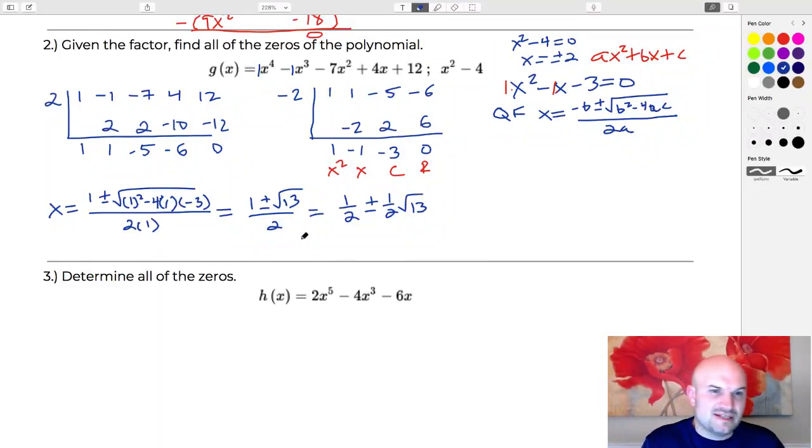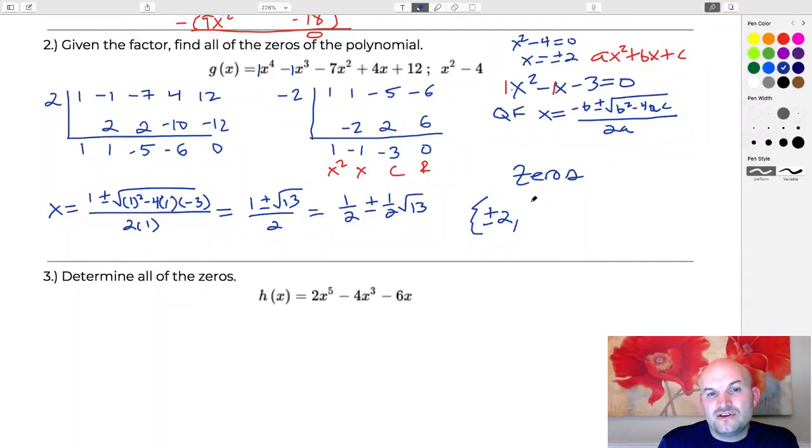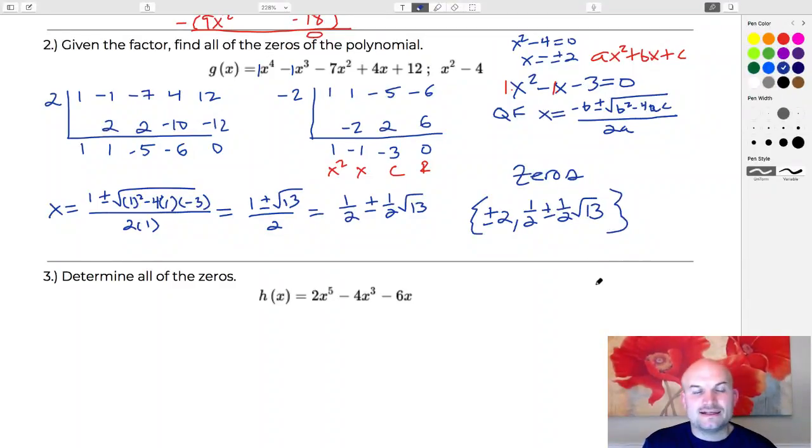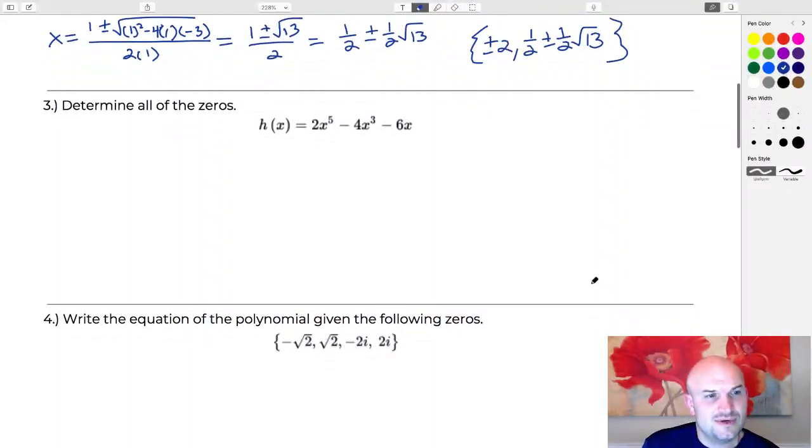Either one. I'd probably say this is a little bit more of a simplified solution, but there are different pros and cons for each one. It really depends on your teacher as well as the multiple choice. However, we found our zeros two different ways. We were given 2 zeros, plus or minus 2, and then we found these other 2. So we just need to make sure we include them both on our list: plus or minus 1/2 square root of 13. Boom, done.